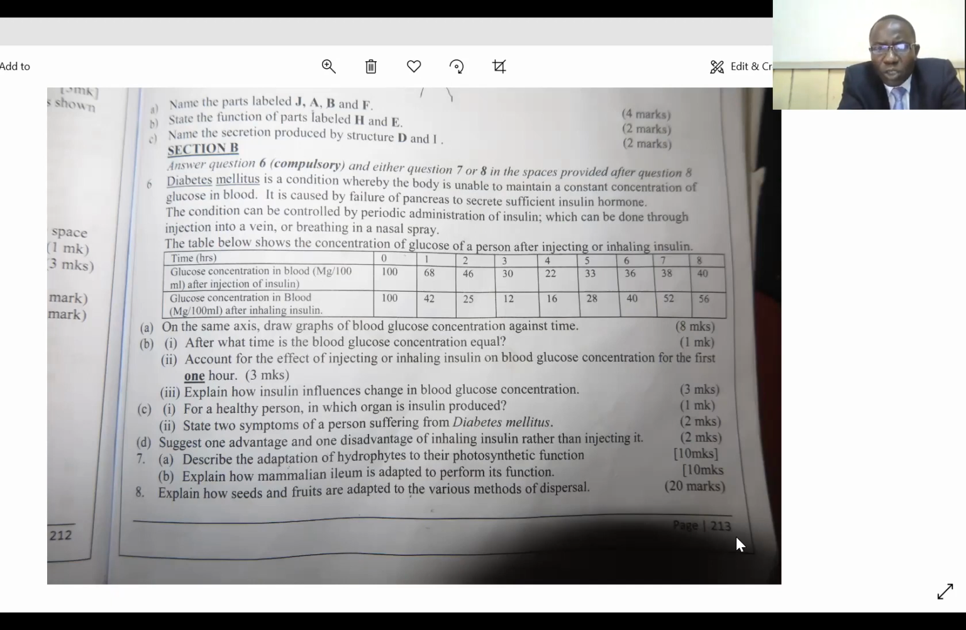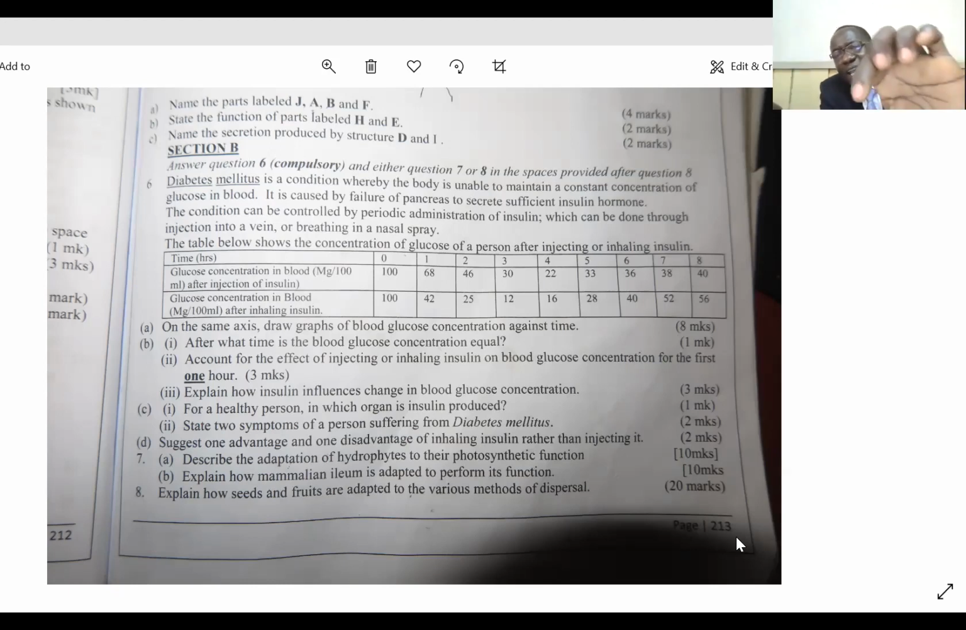Then you check glucose concentration in the blood after inhaling the insulin. So you can see now the figure is moving from 100, the same as the upper one, to 42, and it is reducing, and it is reducing.